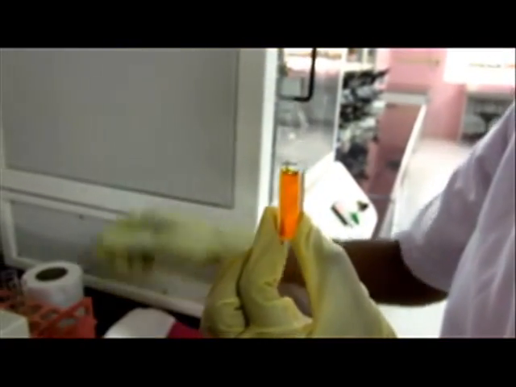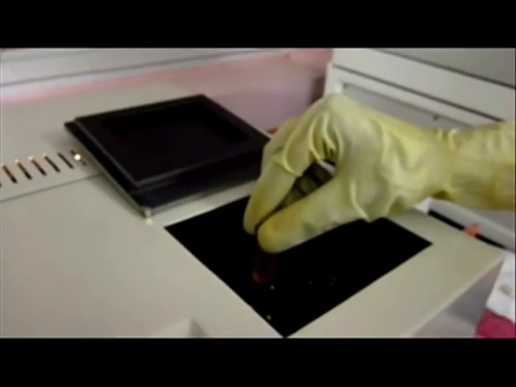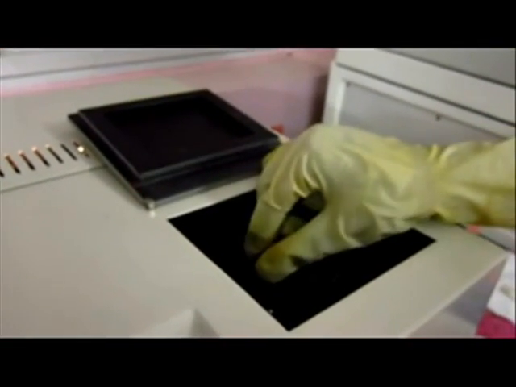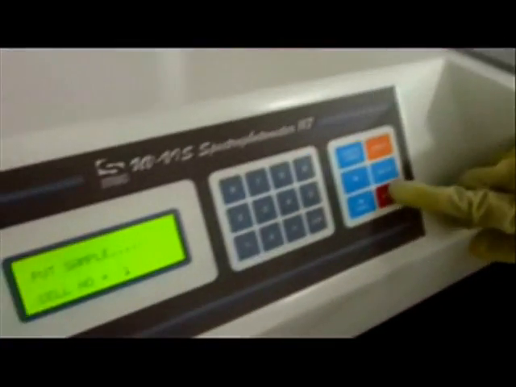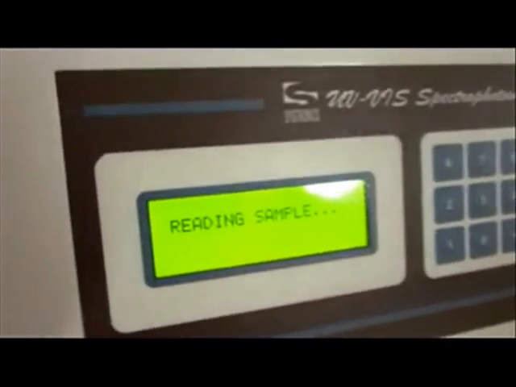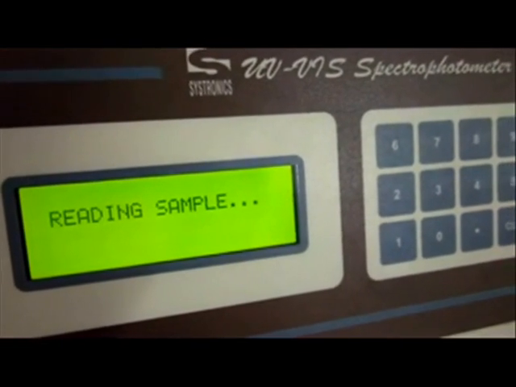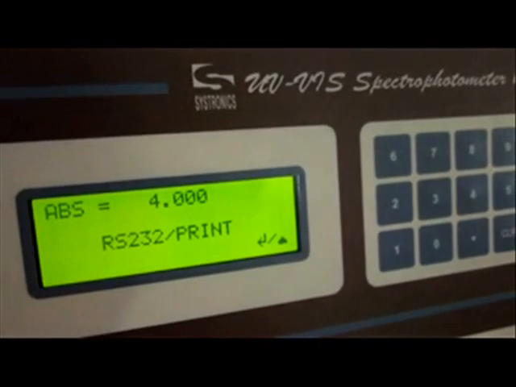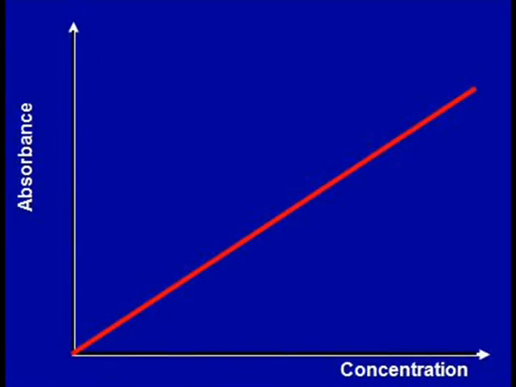Insert the another sample and take the readings. Note down the readings for further calculation. This standard graph showing the linear relation between light absorption and concentration of the standards.